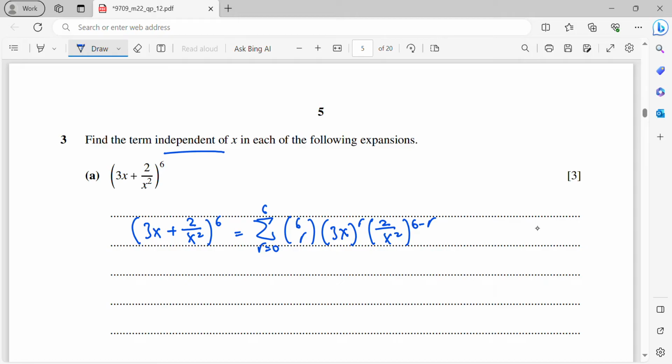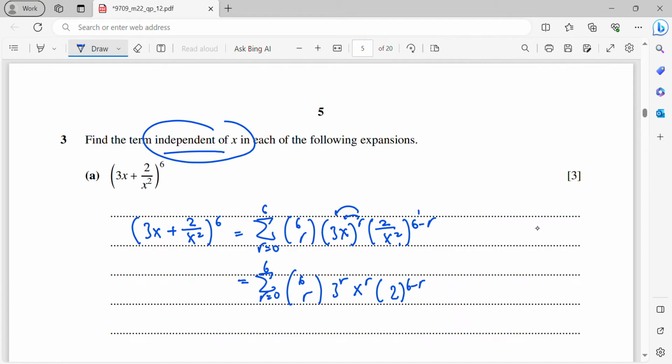Now, from here, we need to get the term independent of x, which means I have to split all the terms. I bring in the power r. So here will be summation r from 0 to 6, then 6cr, 3 to the power of r, x to the power of r. When I expand, I will bring in the degree. Then this part, 2 over x squared, I will write 2 to the power of 6 minus r because I bring in as well. But then the x squared is at the bottom here, which is the denominator. Then I will move up. So once you move up, the degree becomes negative. So this is what we get.